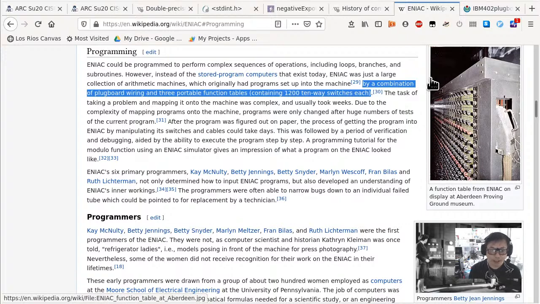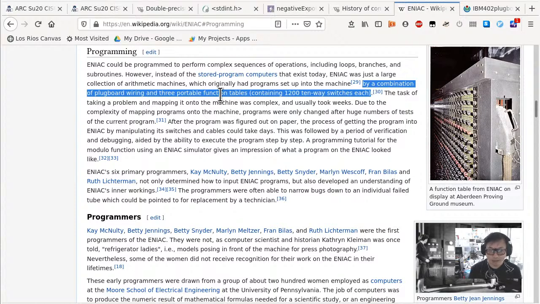If you want to change the logic of something from a loop into a conditional statement, you have to rewire it. And then the 10-way switches, the 1200 10-way switches for the portable function tables, that just provides you with a gigantic plugboard too. How each 10-way switch connects to another 10-way switch is done by wires. So that means if you want to change the program, there's a lot of physical work to do. And also it is not symbolic at all. You do not type your program.